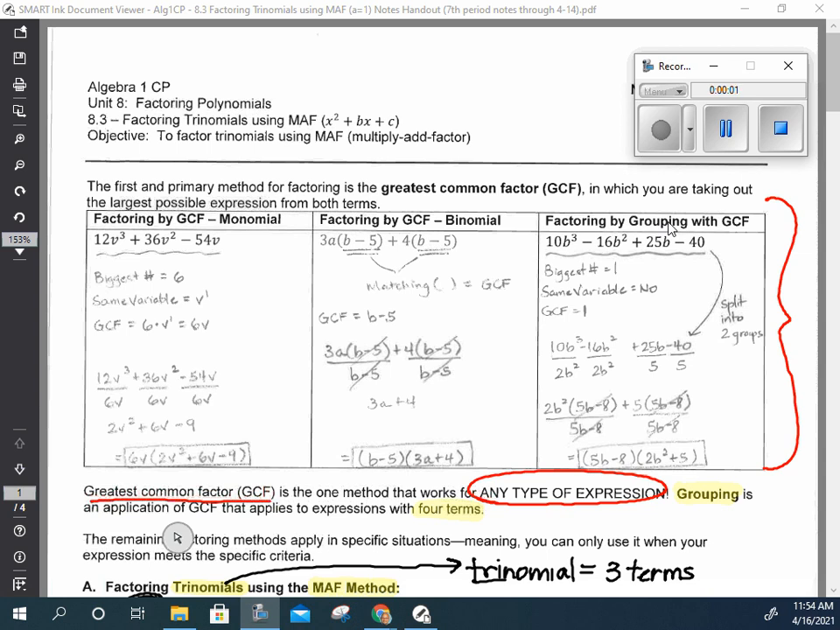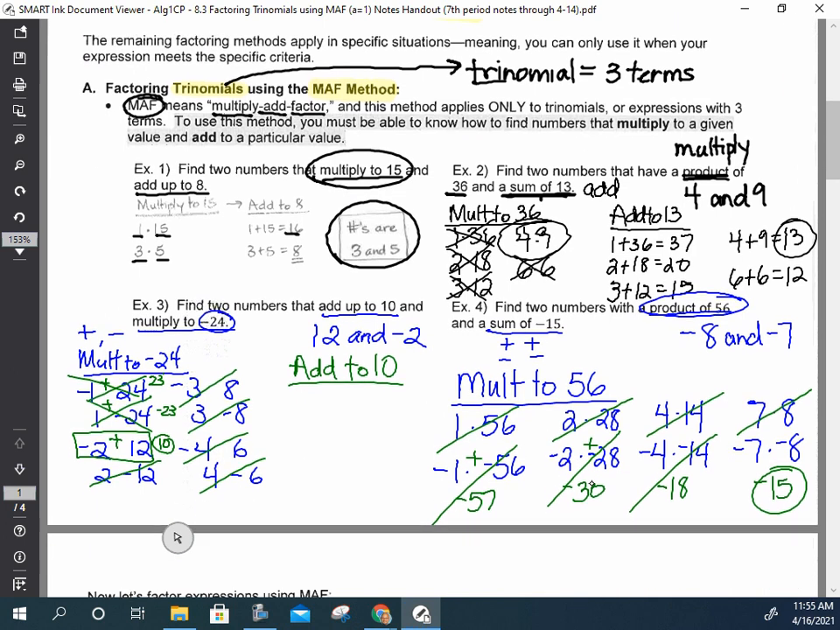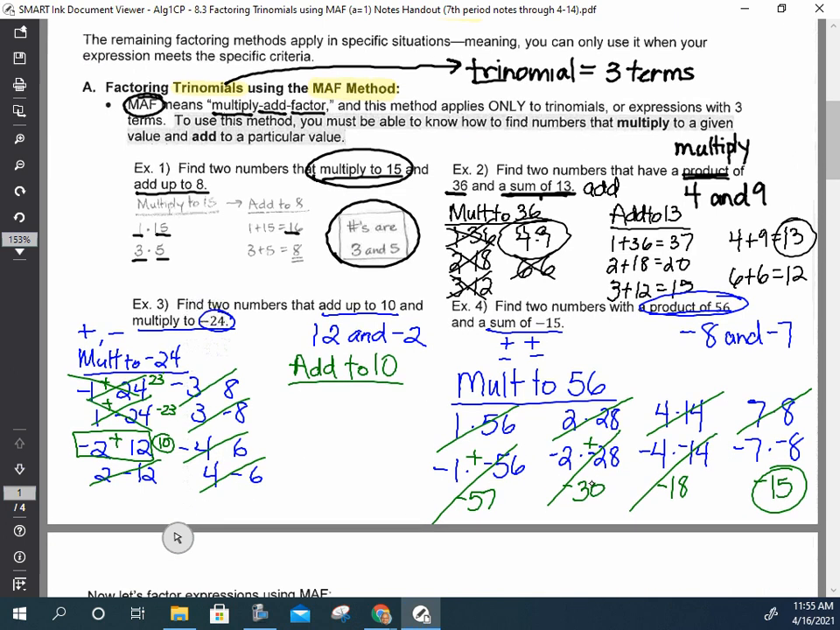What we did on Wednesday, and then we'll keep it moving. So what we did on Wednesday was working with MAF. MAF is the process of multiply, add, factor. Find two numbers that multiply to this and add to this. Before we brought letters and variables into it, we did it with numbers. For example, find two numbers that multiply to 15 and add up to 8.